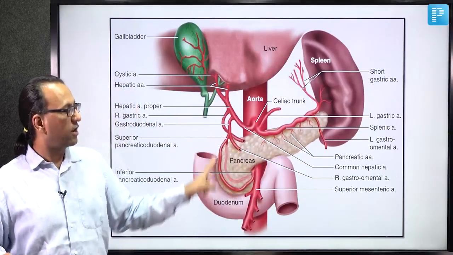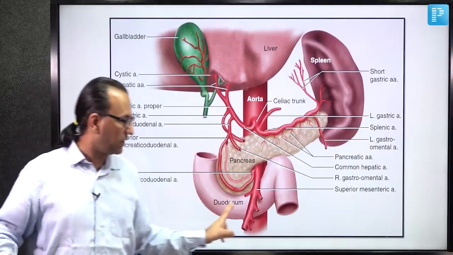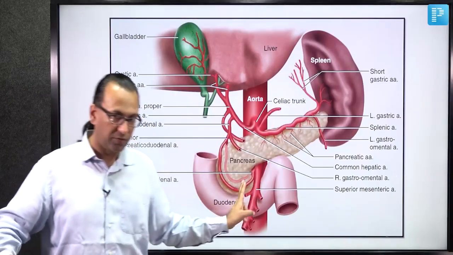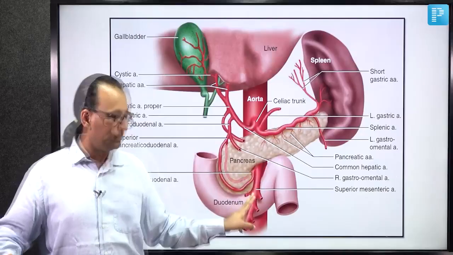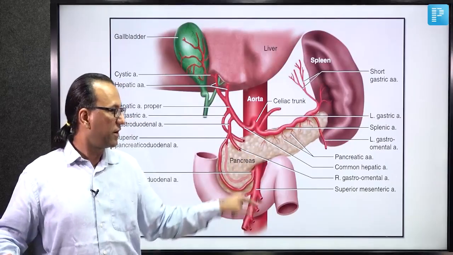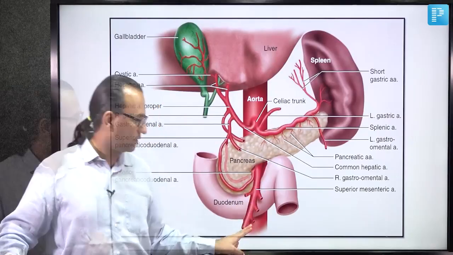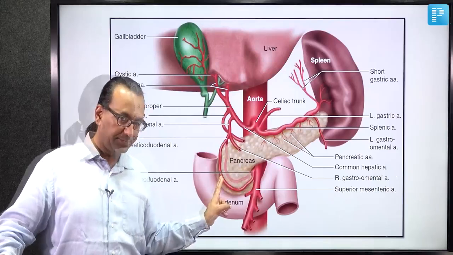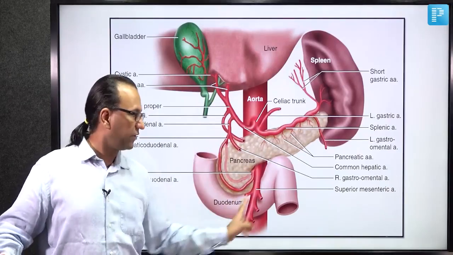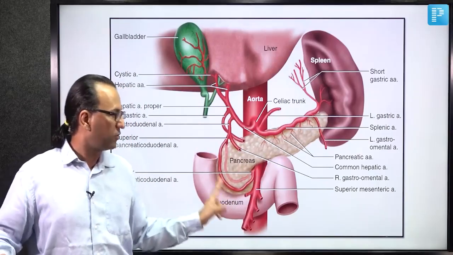Whereas the superior pancreaticoduodenal artery is anastomosing with the inferior pancreaticoduodenal artery, branch of the superior mesenteric artery, supplying the midgut. Superior mesenteric artery itself is a branch of the abdominal aorta. So the head of the pancreas is supplied by the superior pancreaticoduodenal artery and inferior pancreaticoduodenal artery, and they are anastomosing on the head of the pancreas.